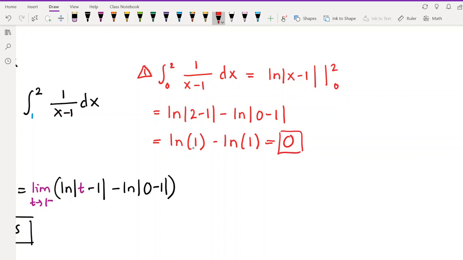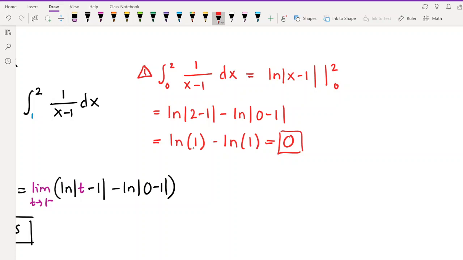And that's just not the right answer. That's wrong. The correct answer is that this diverges. So I just want to really point out that if you have a discontinuity in the middle of your integral, there's a really good chance you won't actually even notice. If you just go and do the integral using FTC, nothing weird is going to happen. You're going to get a normal answer, but that normal answer is just wrong.